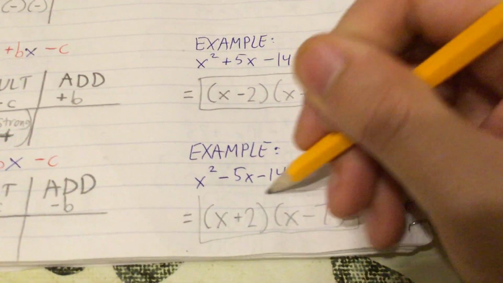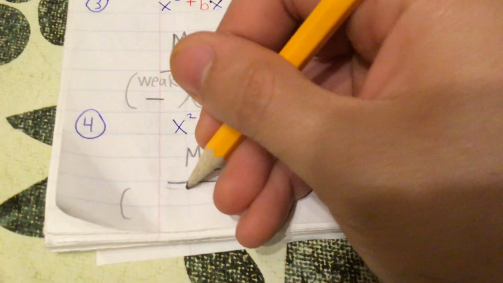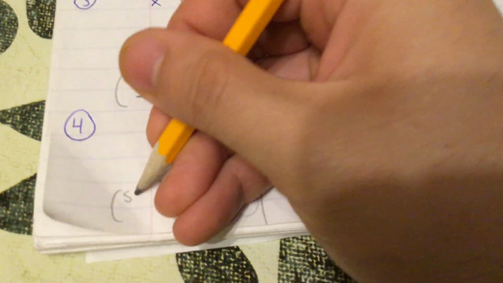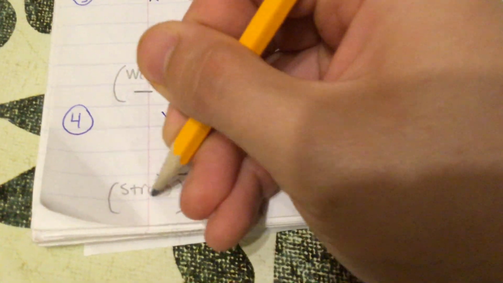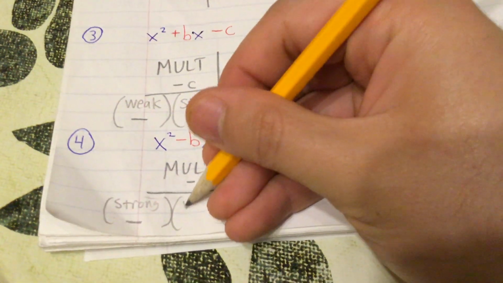So if I can draw a general case for this, that means that if I want to figure out the combination, it's going to be a strong negative and a weak positive.